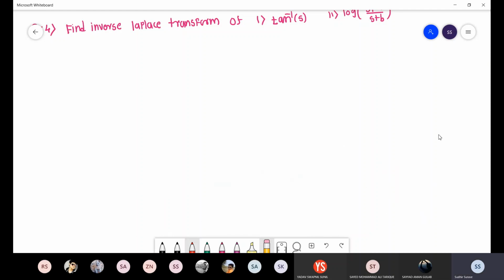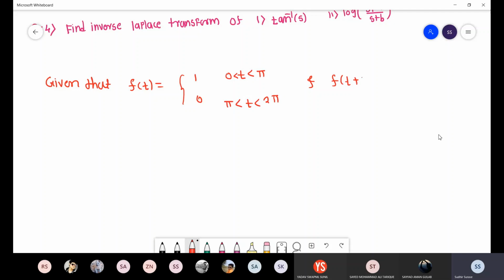Okay. So the given example, I'm talking about question number 3. Given that f of t equals 1 in the interval 0 less than t less than pi, and 0 in the interval pi less than t less than 2 pi, and one more condition is provided that f of t plus 2 pi is equal to f of t.